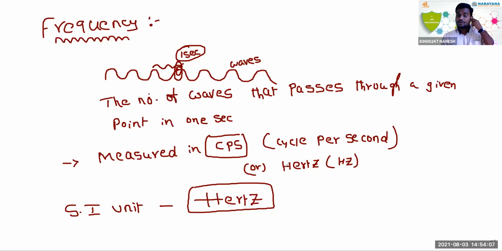So we know frequency and we know wavelength. Wavelength is the distance between any two successive crests. And frequency is the number of waves that pass through a given point in 1 second. Now here, if you see, wavelength into frequency.